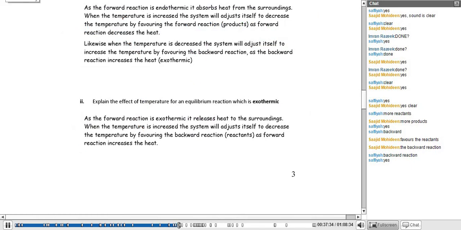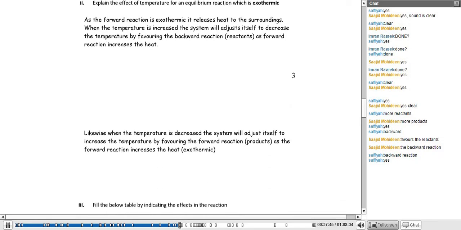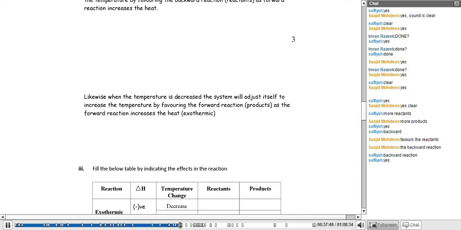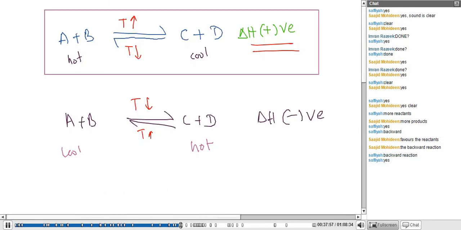Temperature for an equilibrium, which is exothermic. As a forward reaction exothermic, it releases heat to the surroundings. When the temperature is increased, the system will adjust itself to decrease temperature by favoring the backward reaction, as forward reaction increases the heat. Likewise, when the temperature is decreased, the system will adjust to increase the temperature by favoring the forward reaction, as a forward reaction increases heat. Exothermic. In the given space here, you can copy the second example.